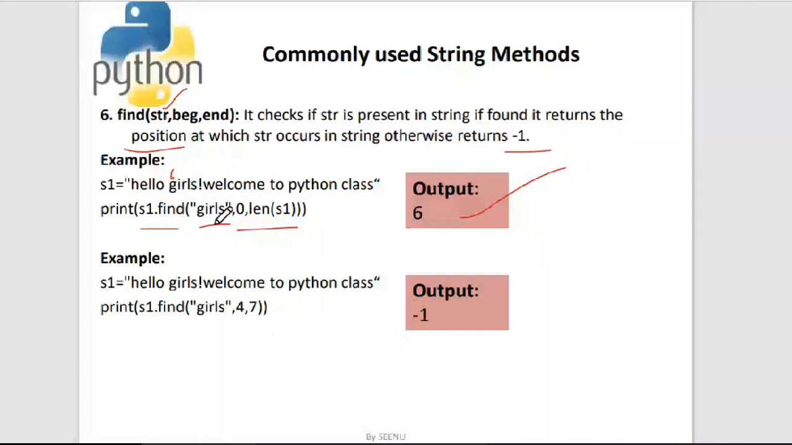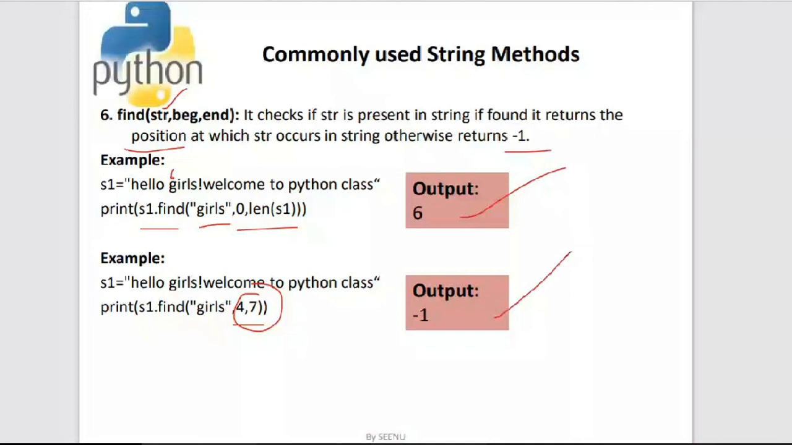The next one is I want to search it in a particular range. The range is like 4 to 7. From 4 to 7, girls is not there. G might be there, but girls is not there. So it will say -1, which should be understood as the string not being found in the range.